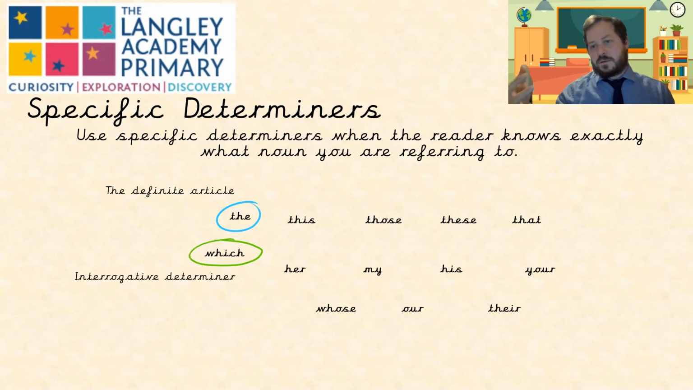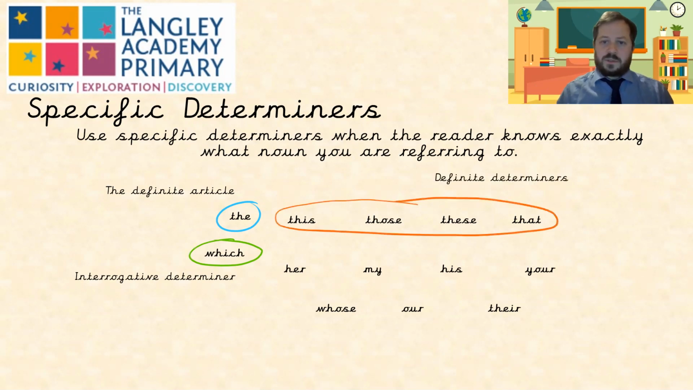So, which food did you like the best? Which tree has the most leaves? You'll notice that the word after which is always a noun. So this is an interrogative; it's trying to find out more about that noun. Then you've got this set here, which are called the definite determiners. So you've got the definite article, the interrogative determiner, and the definite determiners.